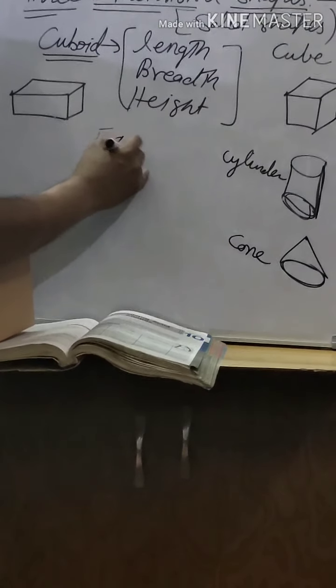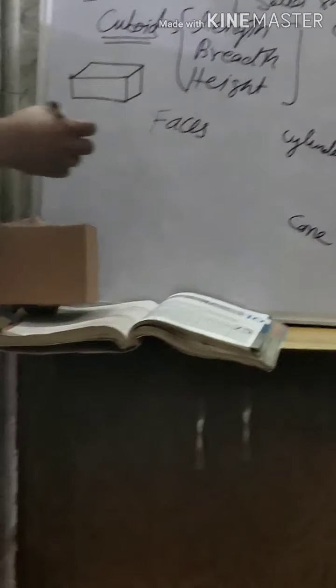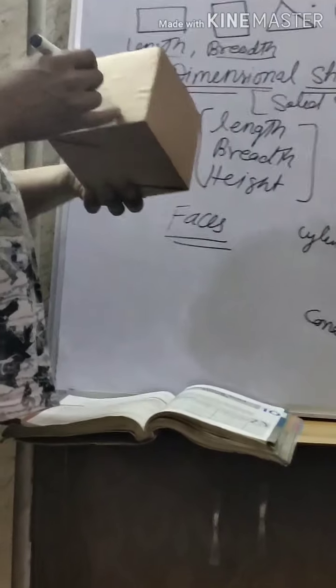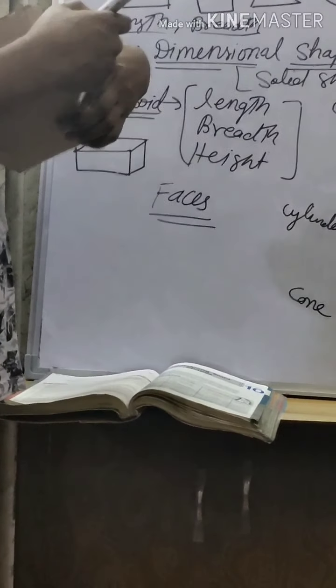First word, faces. How many faces are there? Just see, if I take 1, 2, 3, 4 faces around it, and then this is 5 and this is 6. In a cuboid, how many faces are there? 6 faces are there. Clear this?